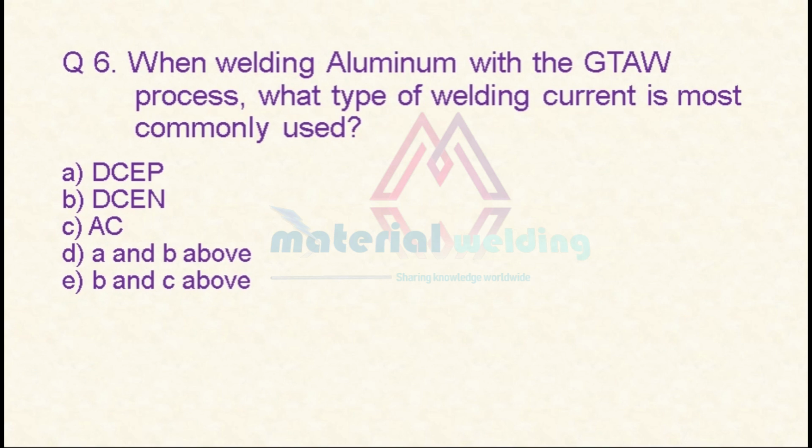Question 6. When welding aluminum with the GTAW process, what type of welding current is most commonly used? A. DCEP. B. DCEN. C. AC. D. A and B above. E. B and C above.